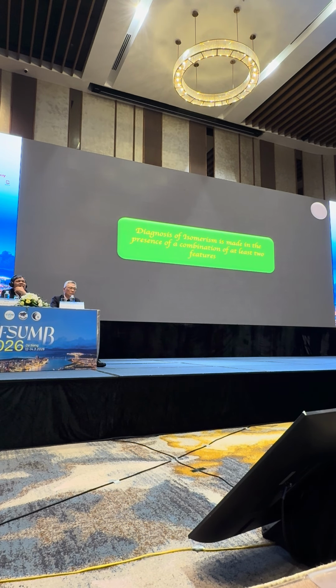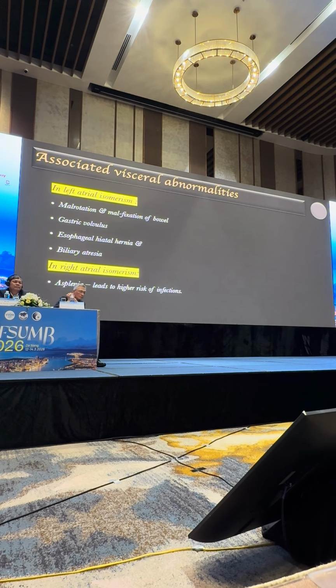Whereas in the right atrial isomerism, there is more right-sidedness. There will be a juxtaposed abdominal aorta and inferior vena cava, and complex cardiac abnormalities associated with TAPVC. So these are the factors that will prompt us to diagnose heterotaxy. Now associated are the visceral abnormalities, because left atrial isomerism can be associated with malrotations and malformations or fixations of the bowel, gastric volvulus, esophageal hiatus hernias, biliary atresia, and right-sided isomerism, because there will be asplenia, they are much more prone to infections.